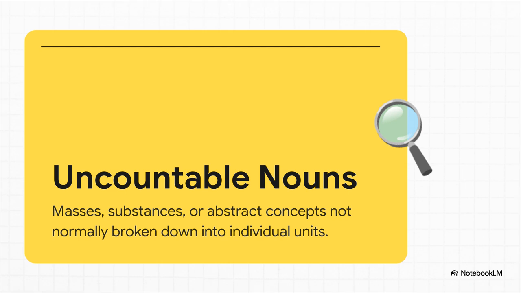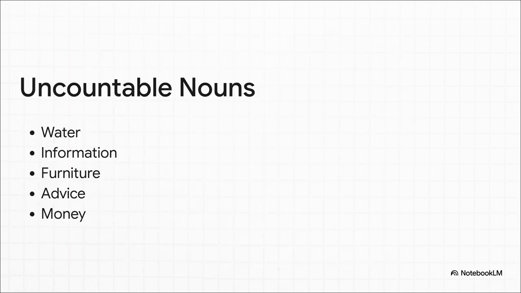These are things we tend to see as a whole, a big mass, a substance, or an abstract idea. Think of stuff like water or advice. You can't have 3 advices. Now, I know what you're thinking: but I can order 3 waters. And that's a perfect example of how context can bend these rules, because you're really talking about 3 bottles of water. And this is where you find all the usual suspects: water, information, which was our original problem word, and furniture.